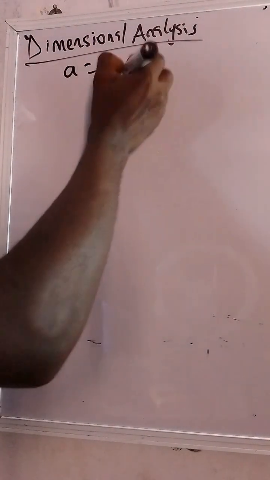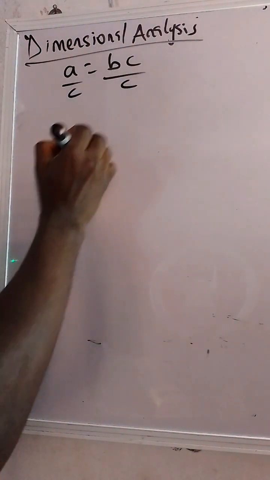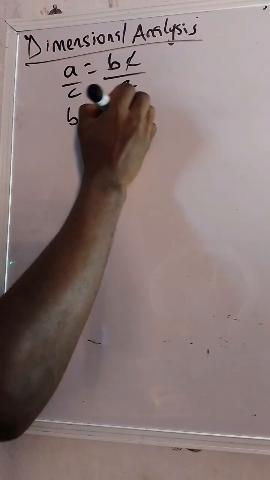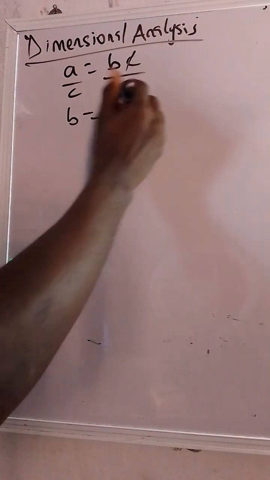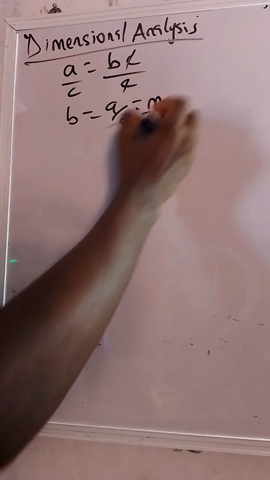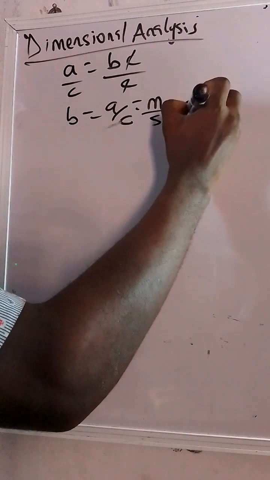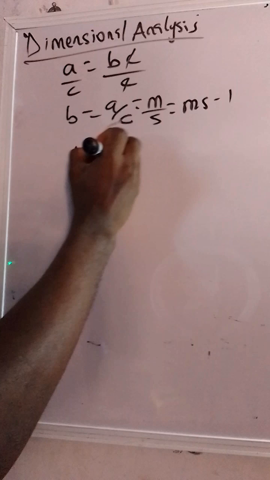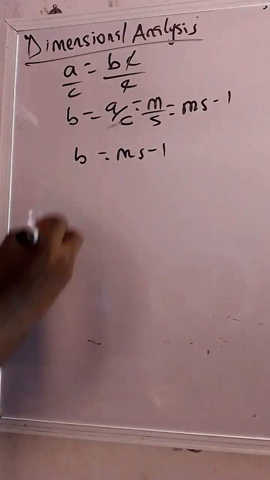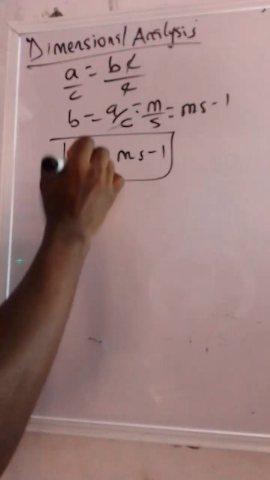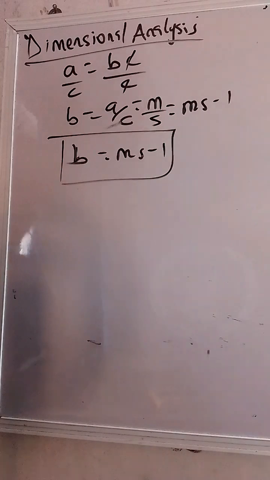That means I'm going to divide both sides by C, right? That means I'm going to have B is equal to A over C. Now they tell you that A is meter and C is seconds. So what's it going to be? It's going to be meter per second. That means the unit of B is meter per second. Number one.